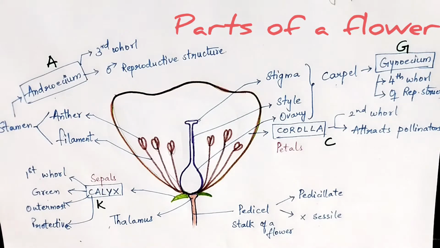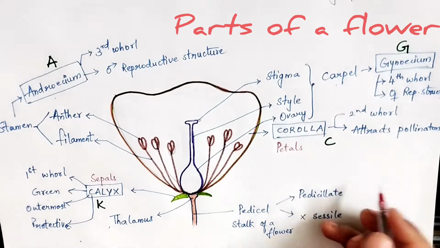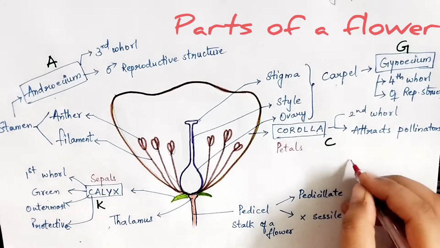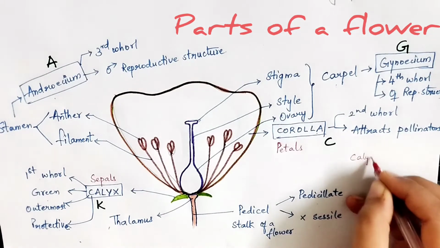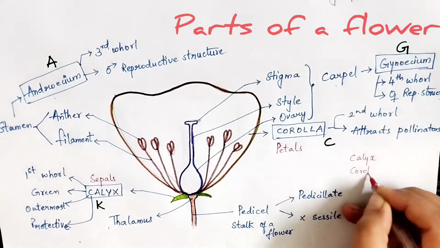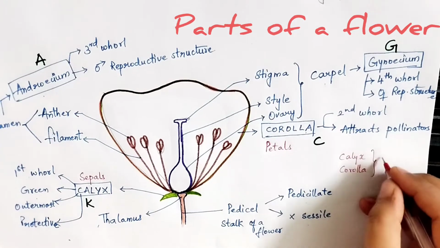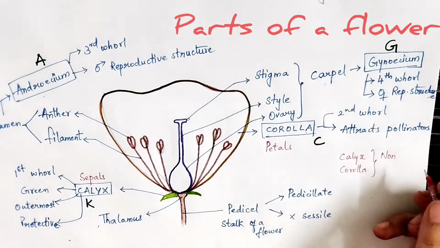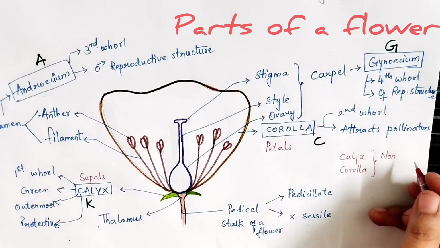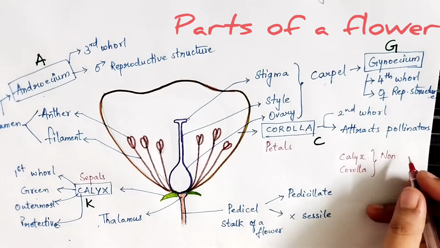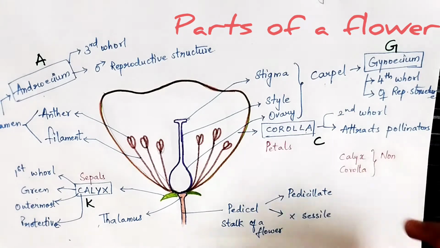Right? Now these two, calyx and corolla, are called non-essential whorls, because they are not directly involved in the sexual reproduction. They are also called accessory or non-essential whorls.